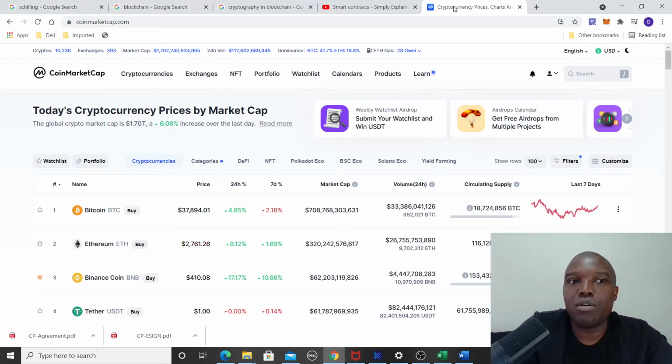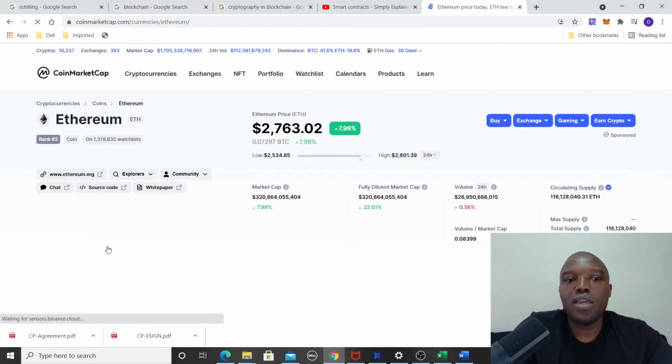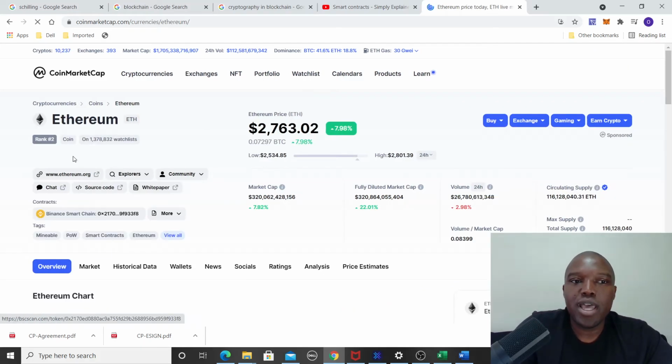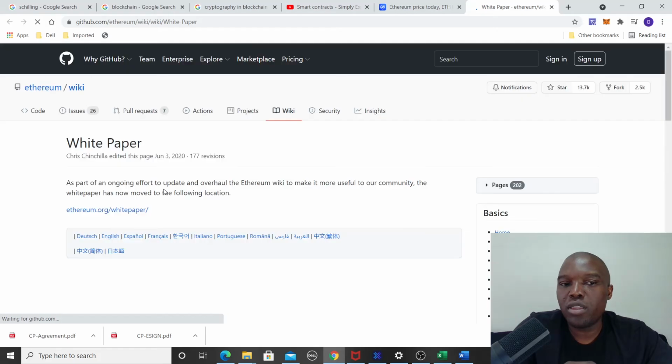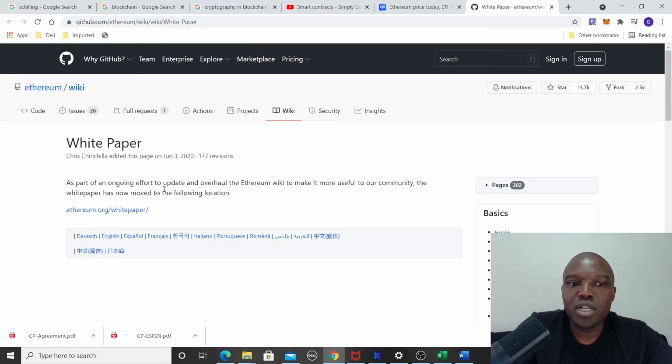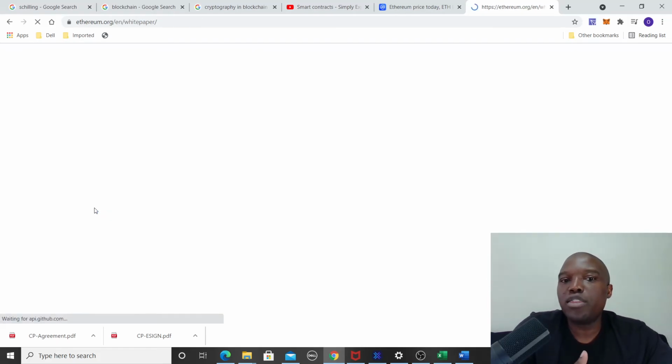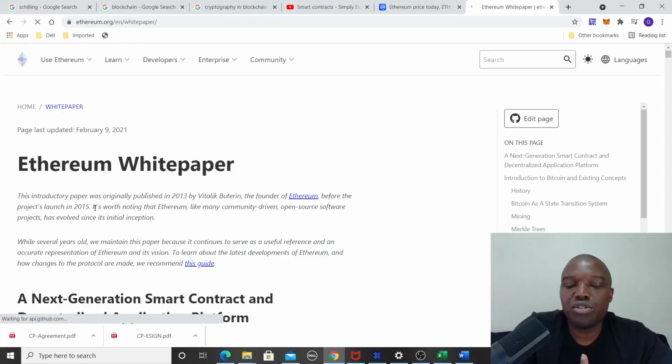I also use CoinGecko. But let's say you click on any specific currency. Let's take Ethereum, for example. If you click on Ethereum and you come into CoinMarketCap, it tells you here where the white paper is. And the white paper should then explain what the project is trying to do, what they're trying to solve, what is the utility of the project. And here's Ethereum's white paper.